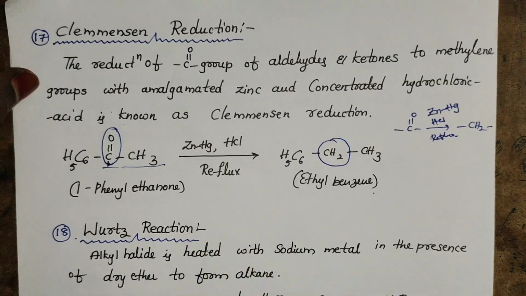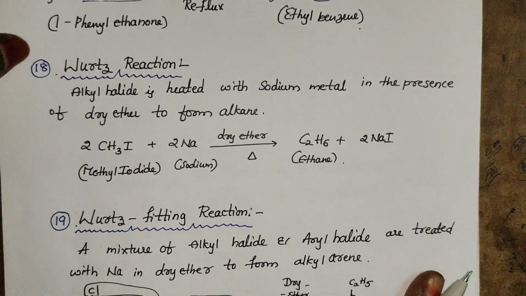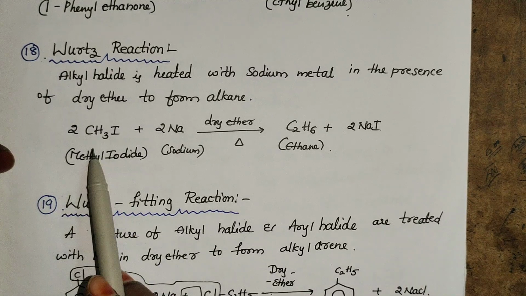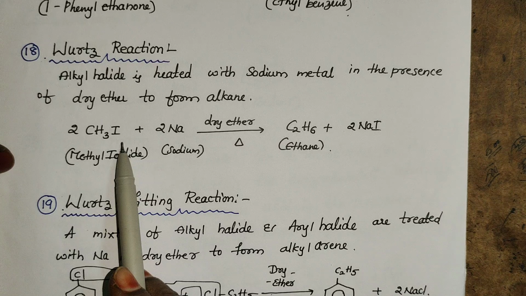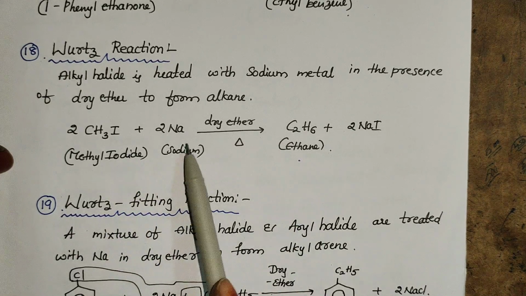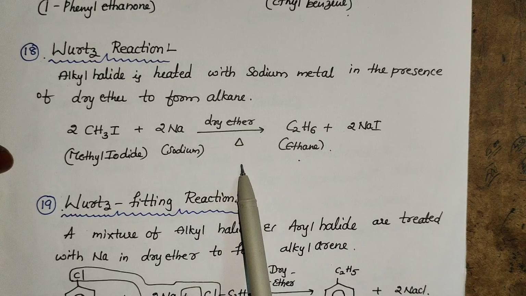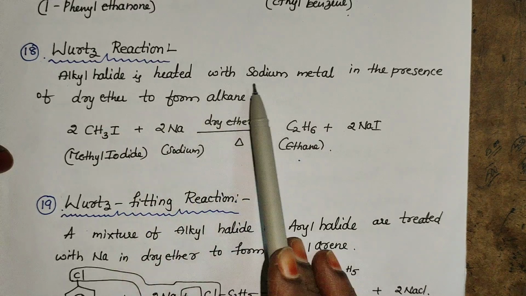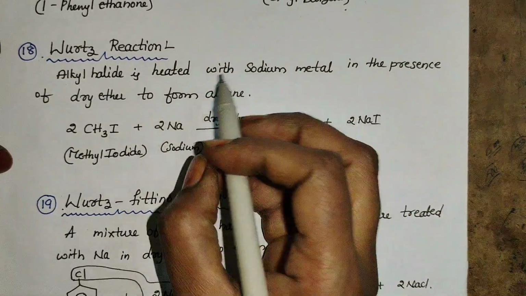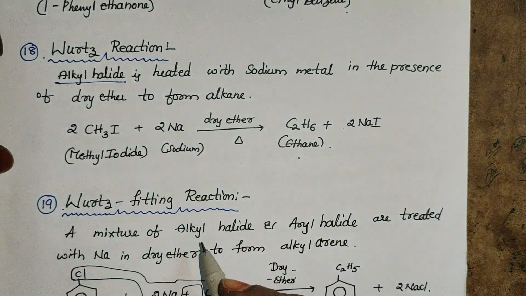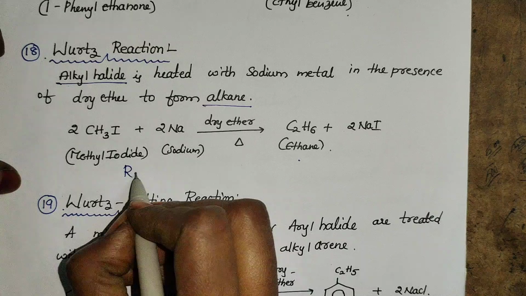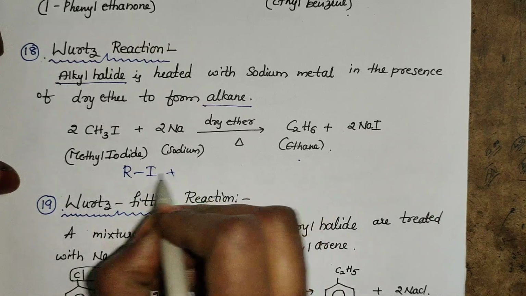Okay, so that's it. Next, Wurtz reaction. Wurtz reaction, simple: alkyl halides convert to alkanes in presence of sodium and dry ether. We have to heat, that's it. Alkyl halide is treated with sodium metal in presence of dry ether, it will give alkane. What is the reagent? Alkyl halide. What is the main product? Alkane. That's it.